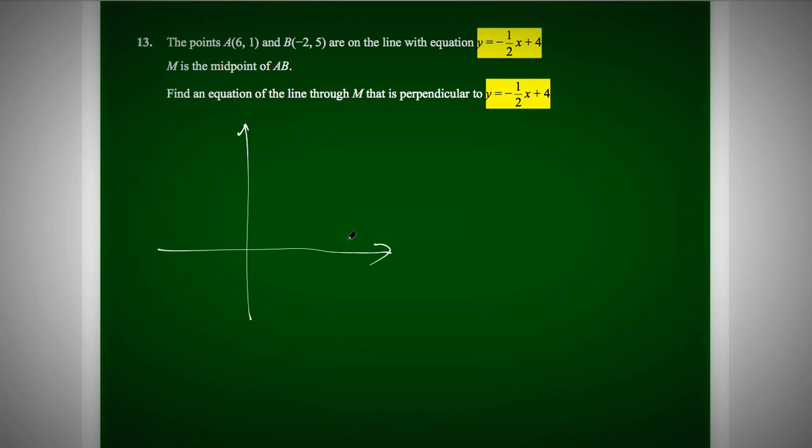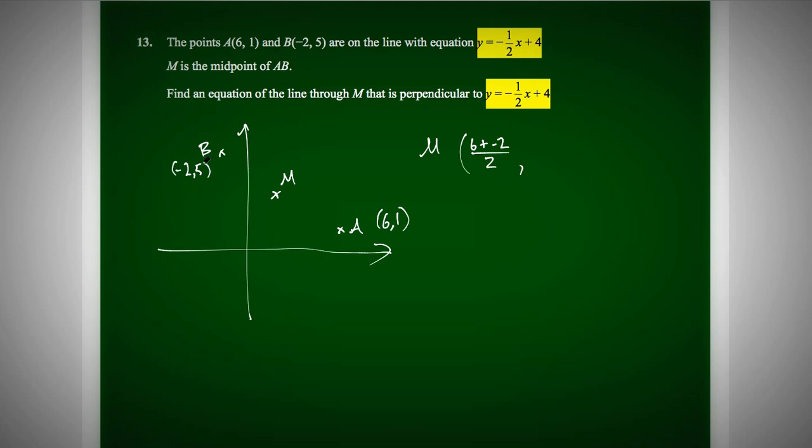I've got A at 6 across 1 up. And I've got B at minus 2 across 5 up. I'm going to just put those coordinates in there as well. That's going to help me work things out. And M is somewhere as well, exactly halfway between those two. So if I look at my x-coordinates, I've got 6 plus minus 2, over 2, will give me my x-coordinate. That's finding the average of these two points, which is obviously the point that's in the middle.